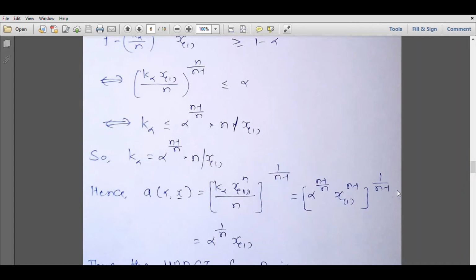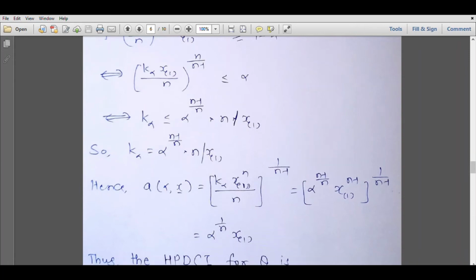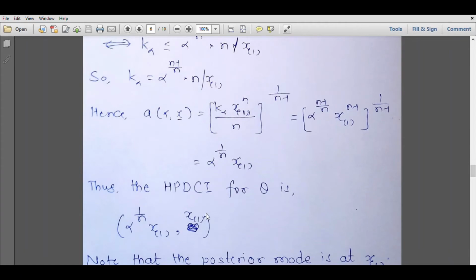So it goes like this. So this n minus 1 gets cancelled with this n minus 1, and what remains is simply alpha raised to 1 upon n into x ordered 1. So thus the highest posterior density credible interval for theta is alpha raised to 1 by n x ordered 1 to x ordered 1. Notice that you are multiplying x ordered 1 by a constant which is between 0 and 1, that is alpha raised to 1 by n. So automatically this is going to be smaller than x ordered 1.